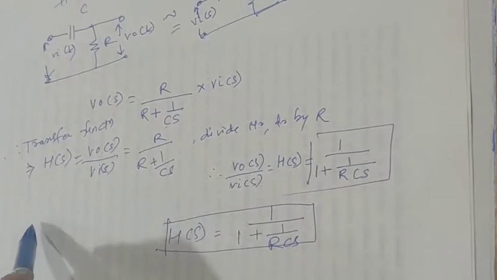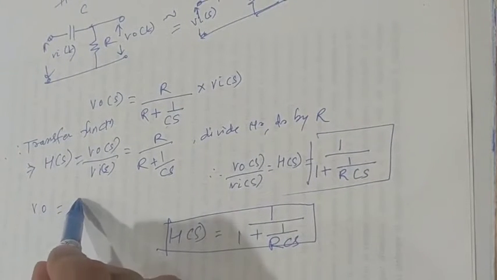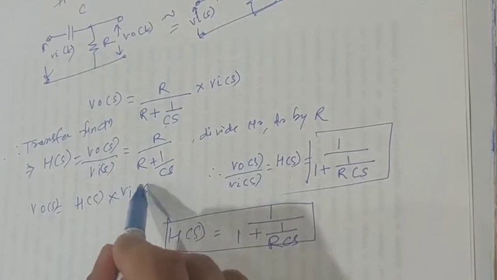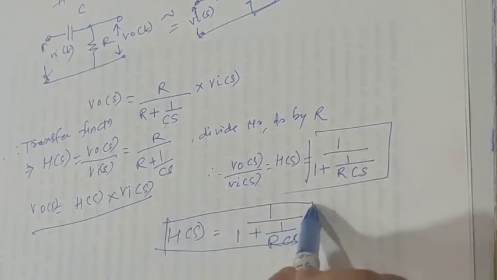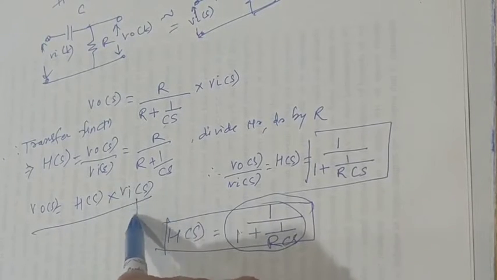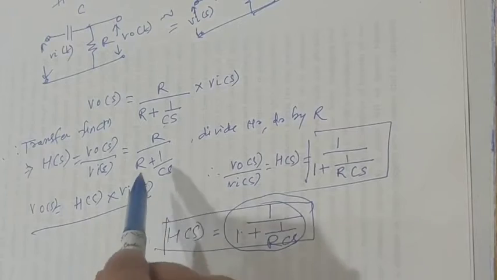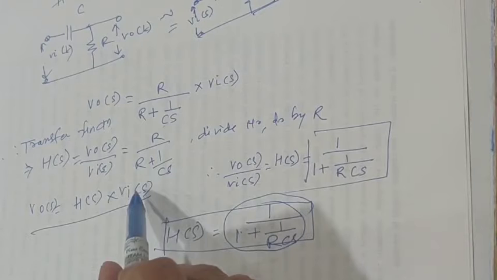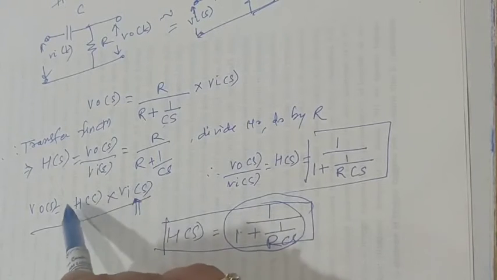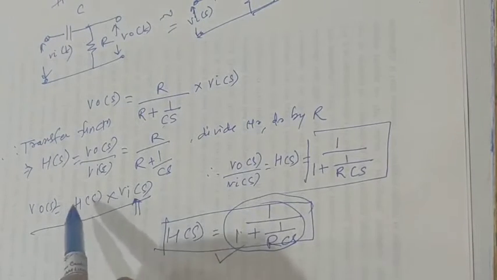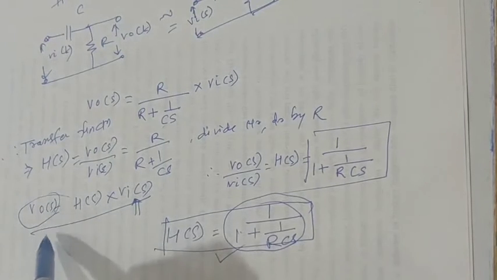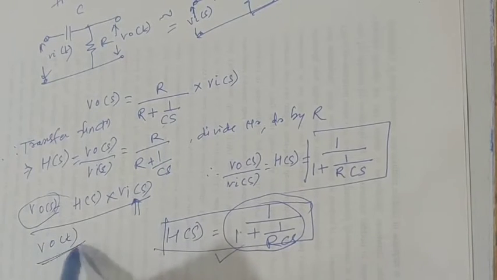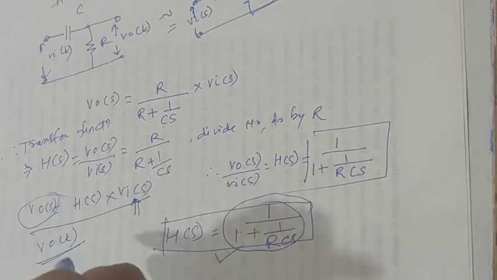Now see here, what is V0? V0 of S is equal to H of S into Vi of S. I know the H of S part. Now I will be multiplying the different signals that we have seen in the first slide, that is sine wave, square wave, rectangular wave, and ramp wave. I will of course take its Laplace transform and multiply it with the transfer function. This is what we have calculated, and therefore I can take V0 of S, take the inverse Laplace transform, and get V0 of t, so that I can construct the waveform between the output and the time.